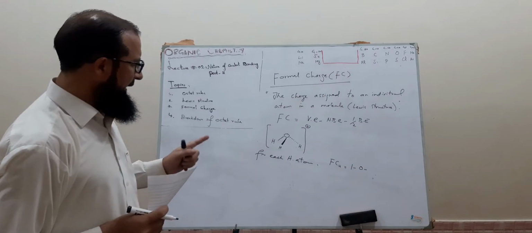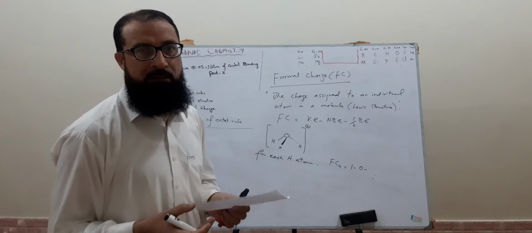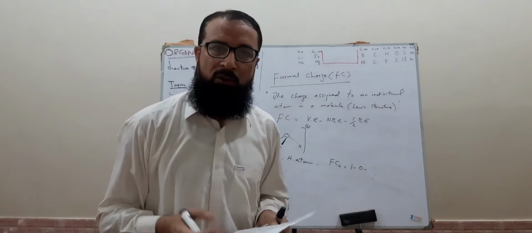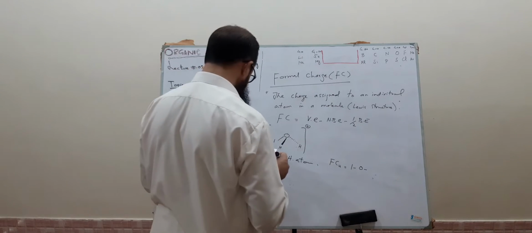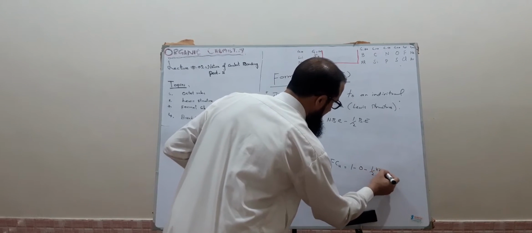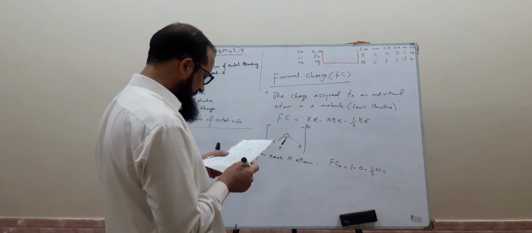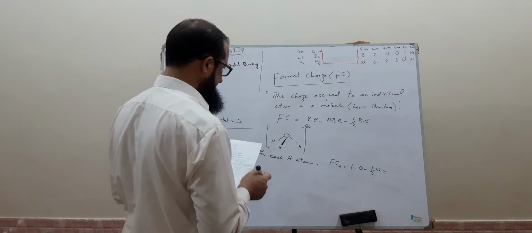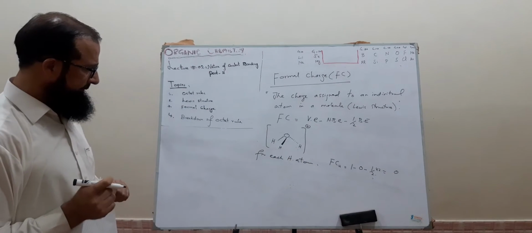And how many bonding electrons does hydrogen have? How many covalent bonds can hydrogen form? Only 1. And so we have 2 electrons. So we can say half of 2. So we have 0 charge on hydrogen, 0 formal charge on hydrogen.